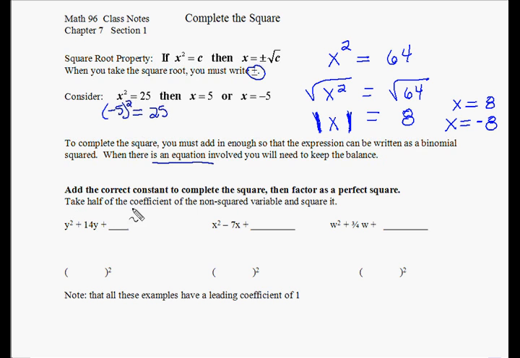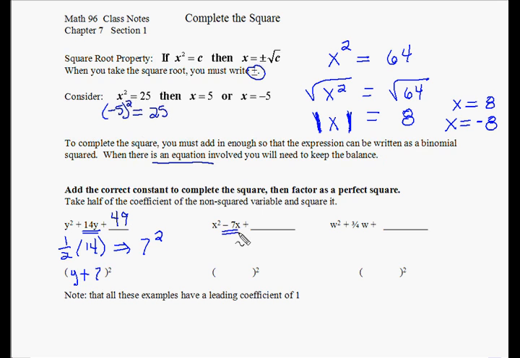To do this, we'll take half of the coefficient of the non-squared variable and square it. So if this is the non-squared variable, we're going to take half of 14, that answer being 7, and square it. So we write a 49 up here. Now I want to write that as a perfect squared binomial. Well, breaking down the first, y, breaking down the last, 7, checking your signs, both pluses, we get y plus 7 squared, which is the same thing as y squared plus 14y plus 49.